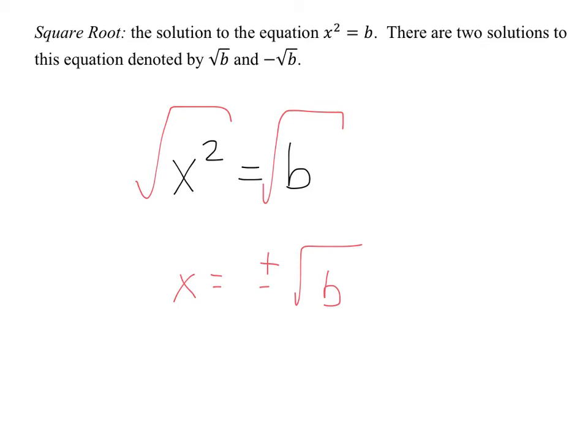Correct. So imagine b was 9. Imagine if b in this equation was 9. What squared gives you 9? 3 or negative 3? Good. So either of those answers work. Now, this is when you solve an equation. You get the two roots to the equation.